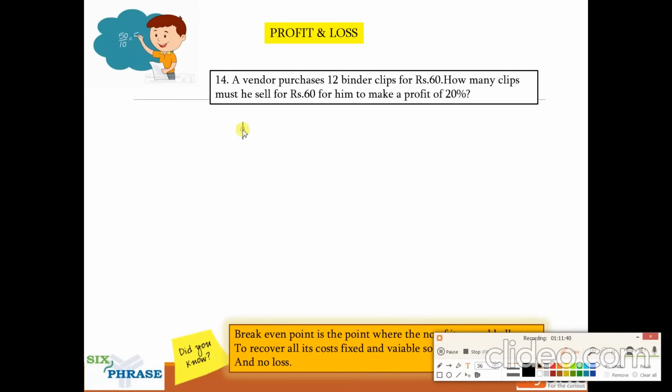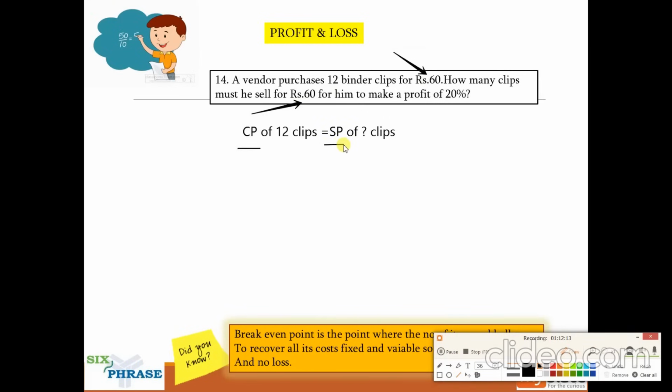So what is given? A vendor purchases 12 binder clips for rupees 60. So cost price of 12 clips, guys, is equal to selling price of how many clips? This is what they are asking you. You can see here that he sells at rupees 60, he buys at rupees 60. So what does it mean? It means the cost price and selling price are the same.